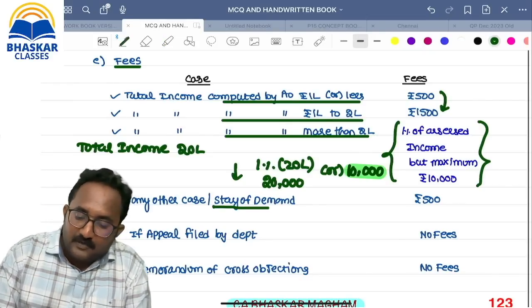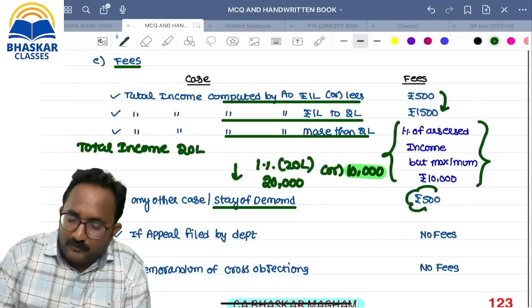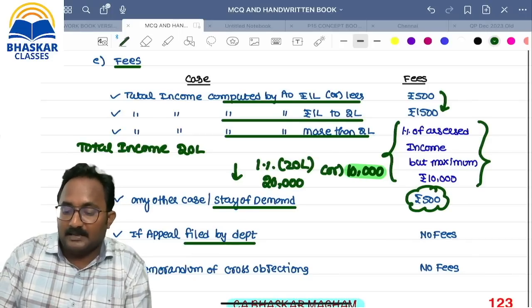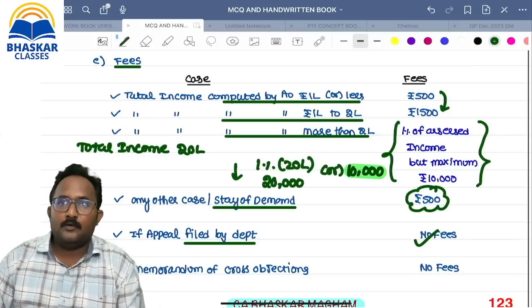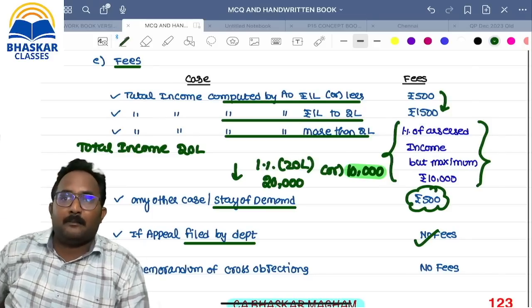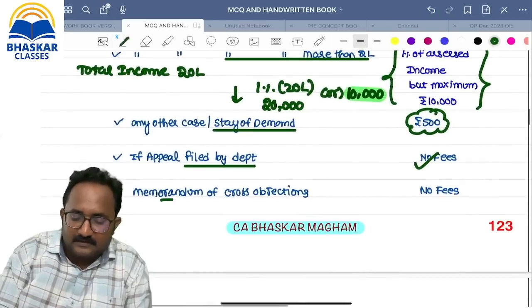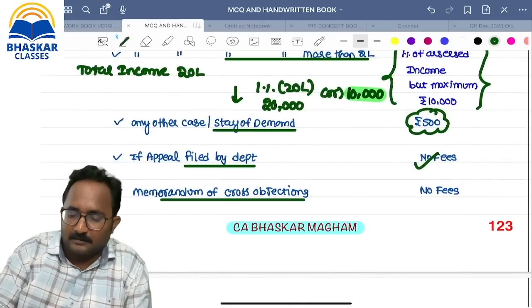If you want to apply for stay of demand, they ask for a minimum amount of 500. In front of the ITAT, the department can also make an appeal. While making an appeal by the department, there is no fees. If you are making an appeal, then only this fees list will be applicable. If the department is making the appeal, no fees. And for memorandum of cross objections, I will tell you in the next concept, there is no fees also.